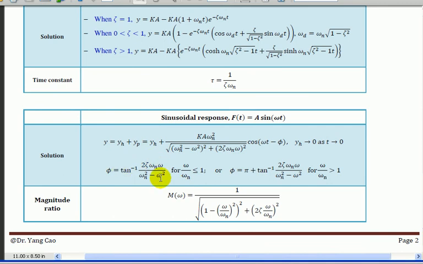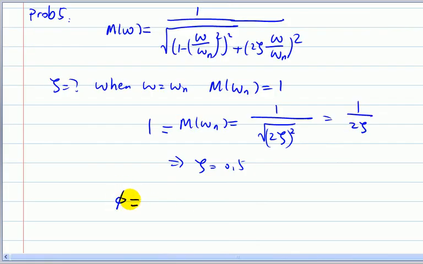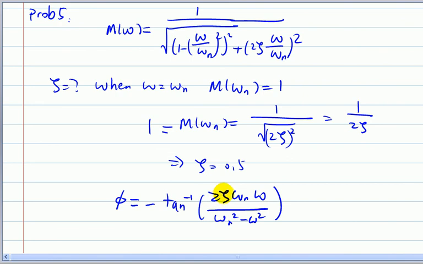So this phi, let's use this formula here for the phi. Equal to negative whatever angle there. Substitute zeta, substitute omega equal to omega n in here, and you get negative 90 degrees.